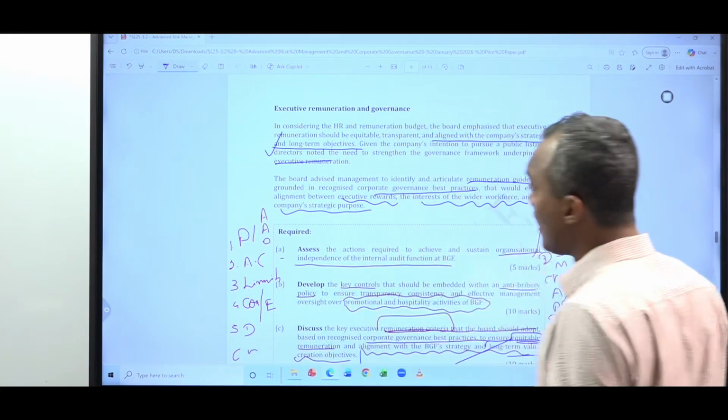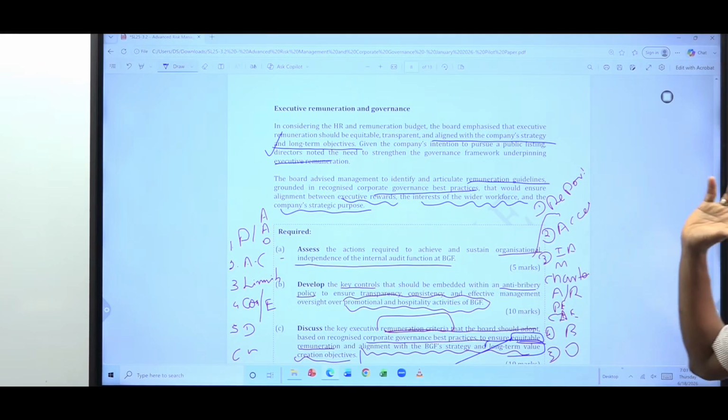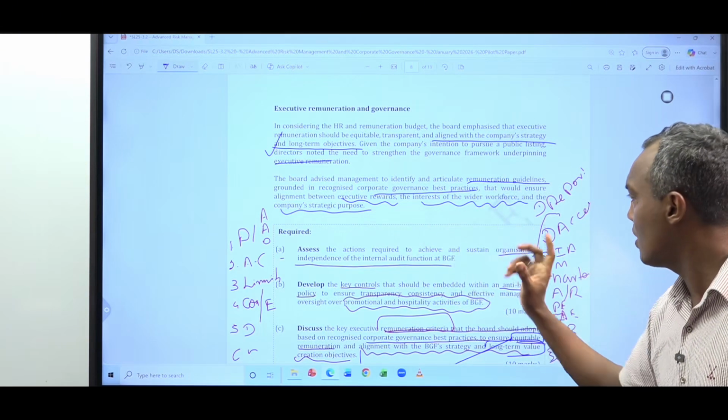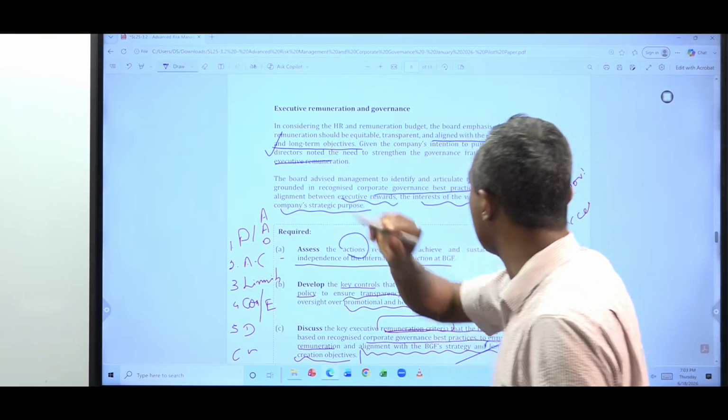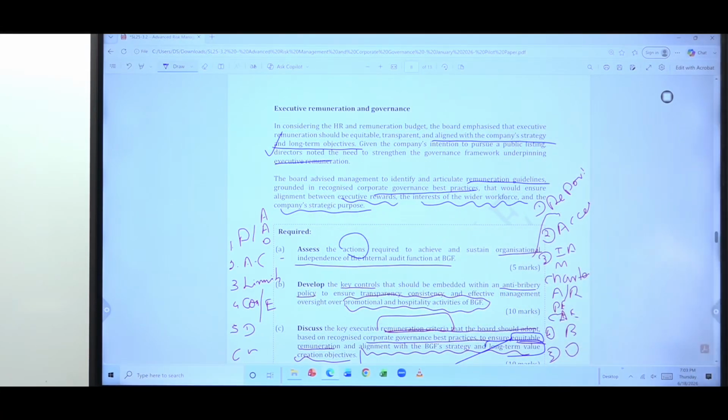The first thing is, what actions are required? See, assess the action. We need to write actions required to achieve and sustain internal auditors' independence. Here, reporting, right? Authority, charter, mandate, all of that I have given.